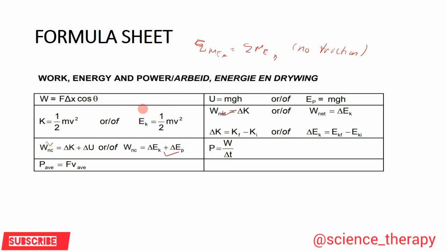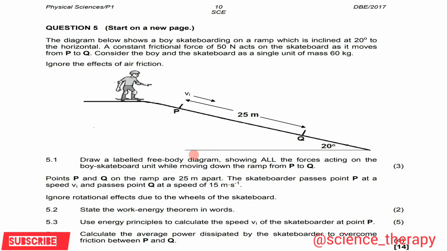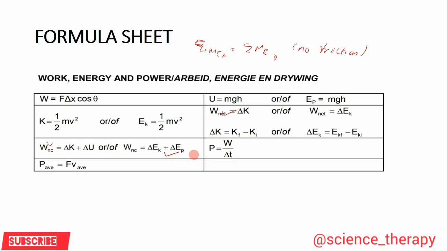But a hint I'm going to give you now: if the question above says state the work energy theorem, and then below it asks you to calculate in the same fashion that we have here. In 5.2 it says state the work energy theorem, and then in 5.3 they're saying use energy principles. Then the way to go about it is just to use the work energy theorem. It is the safest formula, and considering the fact that they asked you to state the work energy theorem, it means it is best to use it, right?